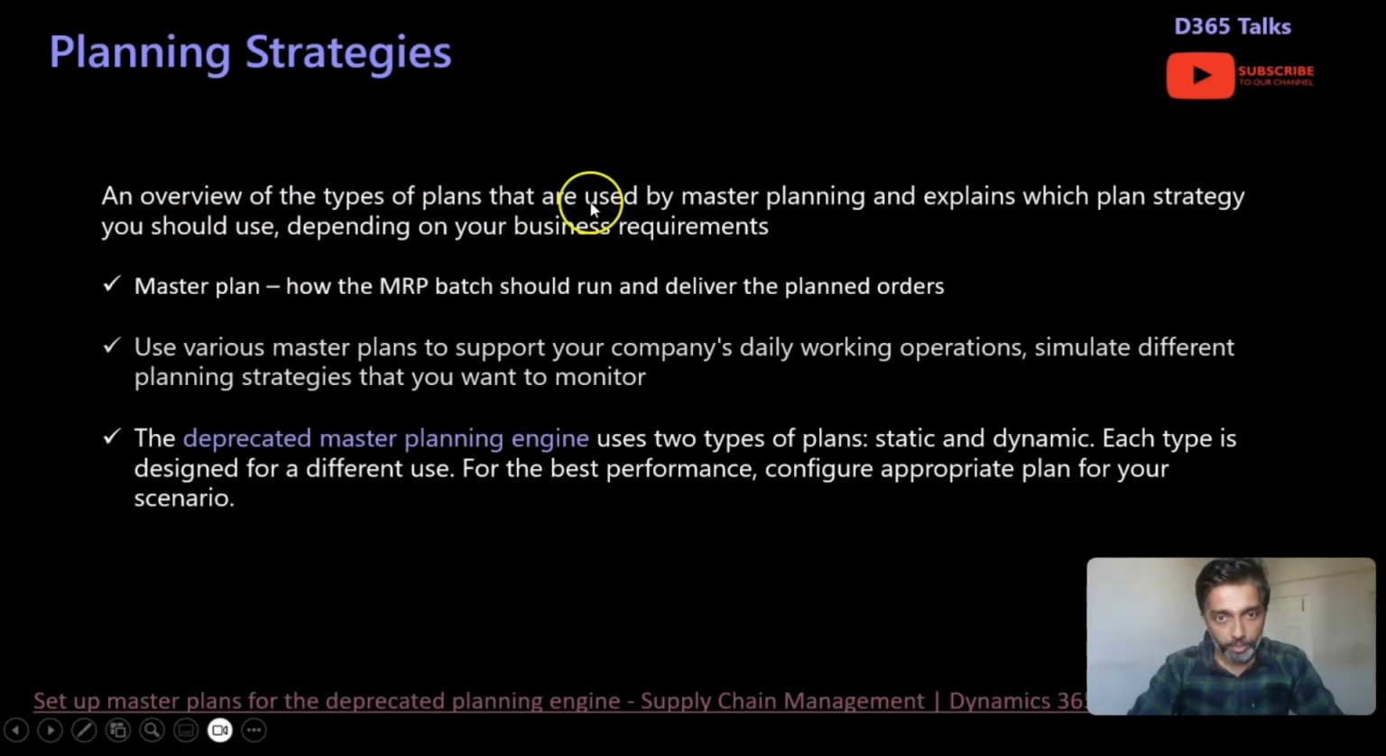The types of master plan that are used by master planning explain which plan strategy you should use depending on your business requirement. So primarily you need to decide what your business requirements and needs are, based on which you need to define the master plan and configure it in the master planning parameters. And imagine master plan, when planners are trying to do this, typically like a batch job which fetches the appropriate signals from your system and then executes the planned orders, right? Try to keep the concepts very simple.